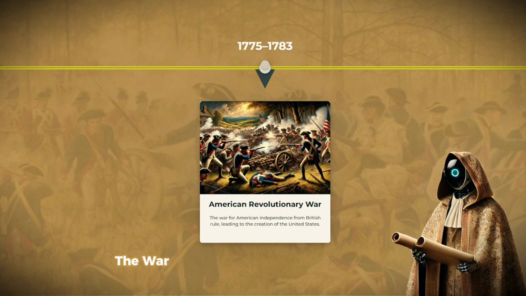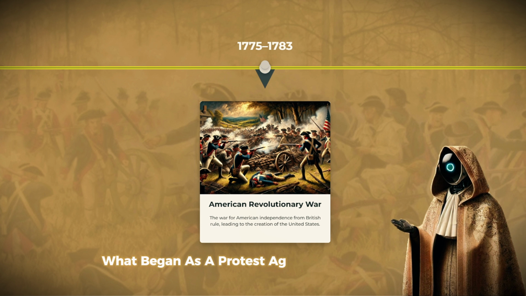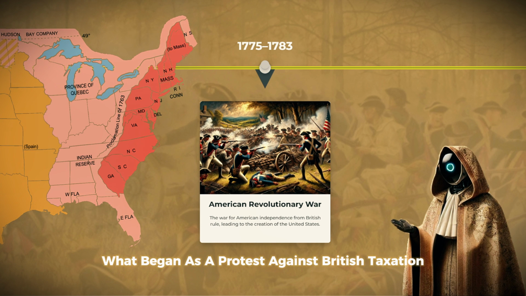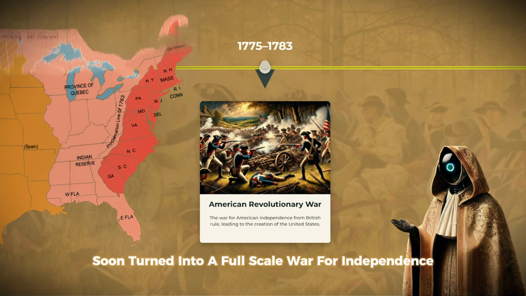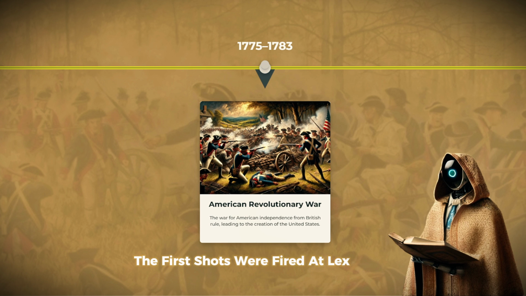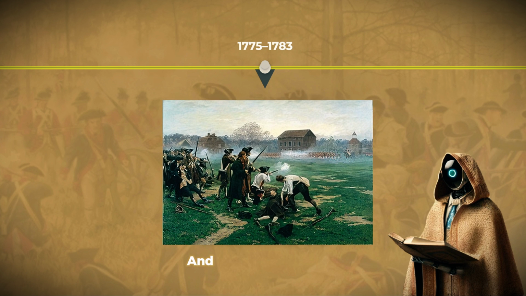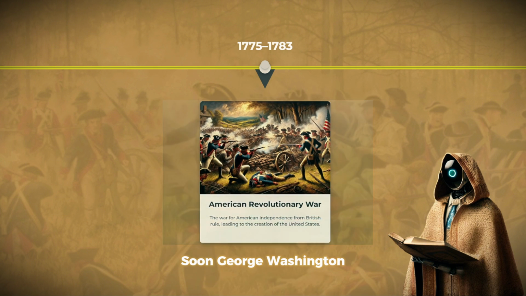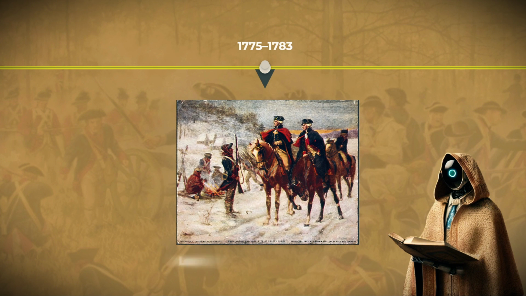Let's start with the war that gave birth to the United States, the American Revolution. What began as a protest against British taxation soon turned into a full-scale war for independence. The first shots were fired at Lexington and Concord in 1775. Soon, George Washington led the Continental Army against Britain's overwhelming forces.